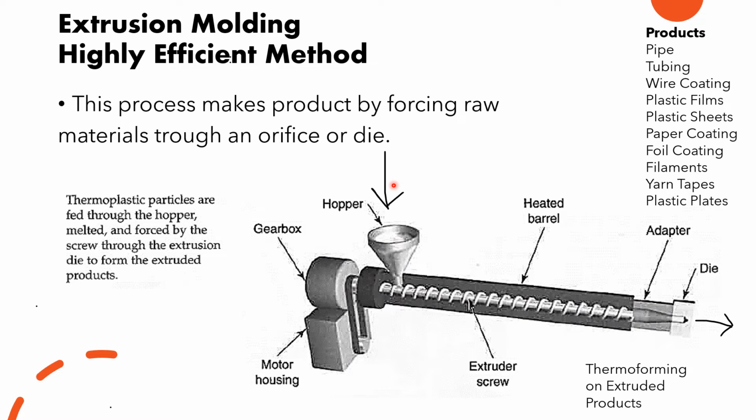So thermoplastic, we're going to feed it through this hopper, like a little funnel right there. Melt and force it, okay? So this screw is to add the pressure for that incoming material into this press. And we're going to use that screw to increase the pressure and force it in that chamber through this cavity or the die, okay? Now the product is going to come out of here.